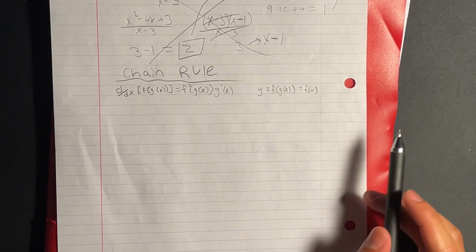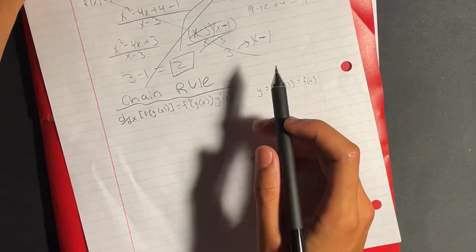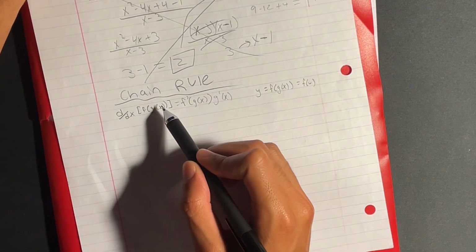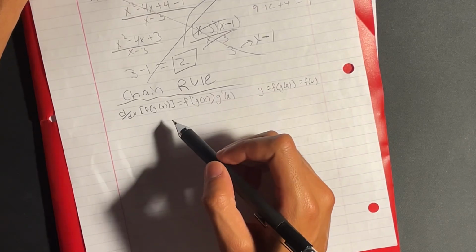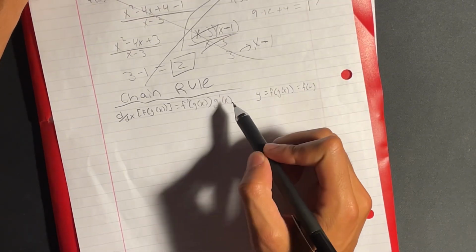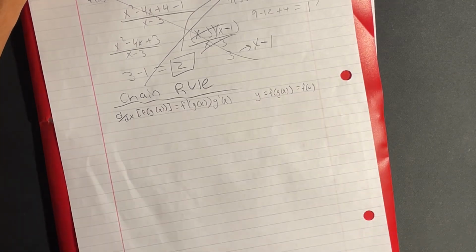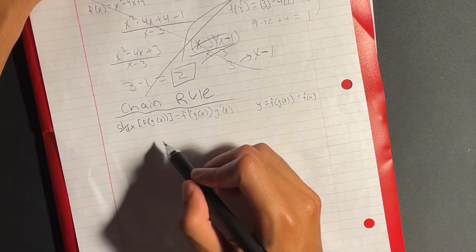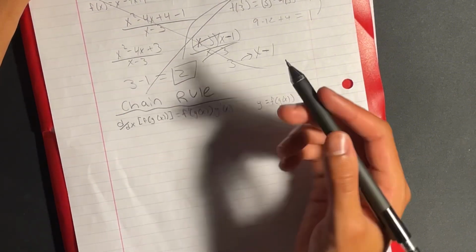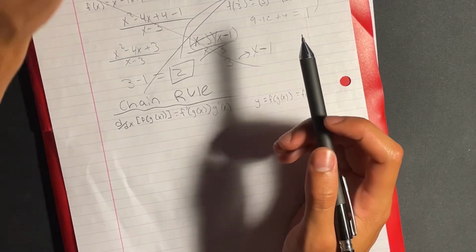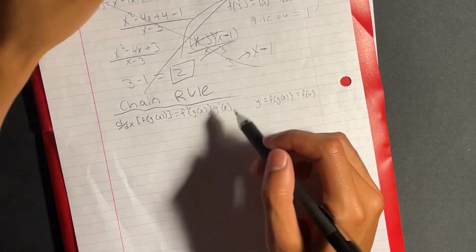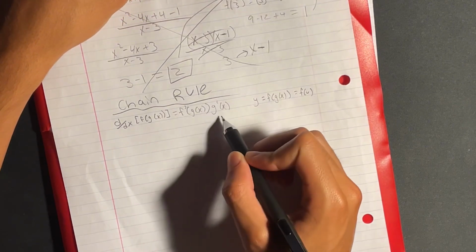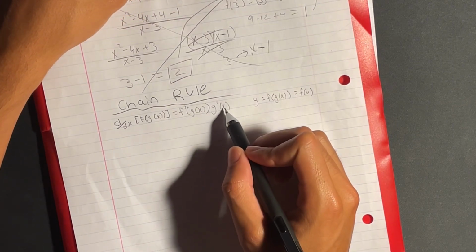Alright, so here we're going to learn about the last rule, which is going to be the chain rule. You use it when you're taking the derivative of f of g of x, so when g of x is inside f of x, or vice versa. It doesn't really matter which one you label f or which one you label g.